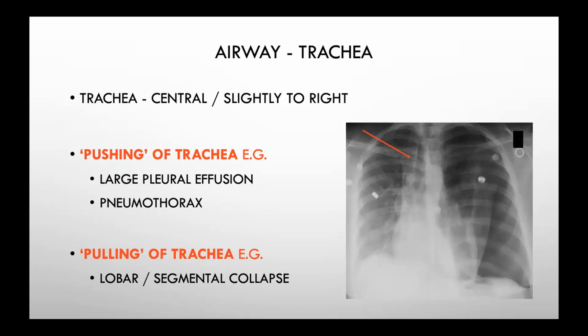And similarly, things that pull the trachea towards it. So lobar or segmental collapse will pull the trachea towards the side of your infection or of your collapse. And that could be usually down to infection or a proximal mass that's blocking off the airways and causing collapse of the lung distal to it.